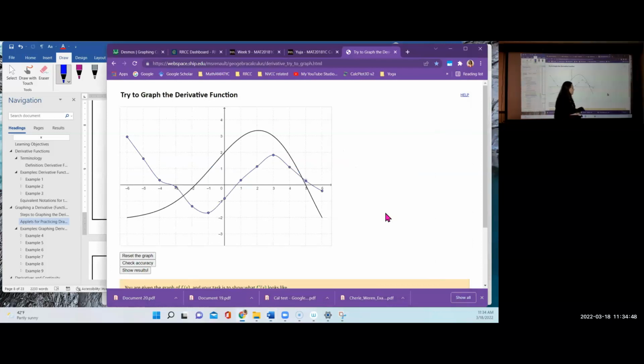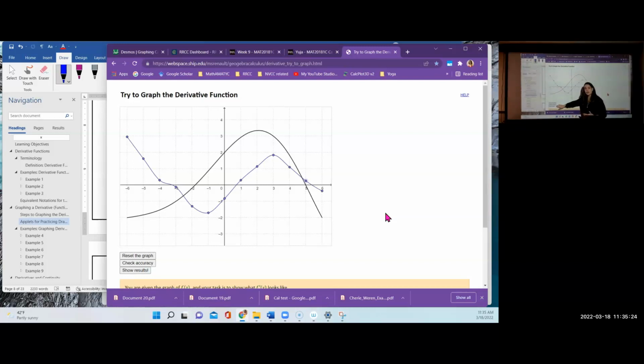When you get to the applet, what you're going to see is the graph of the original function in black on the screen. Now, the next curve is this one here in blue with all the dots on it. This is the one you're going to manipulate to try to get it to look like the graph of the derivative function. So the original function is black, and we're going to manipulate the blue until we think it looks like the graph of the derivative.